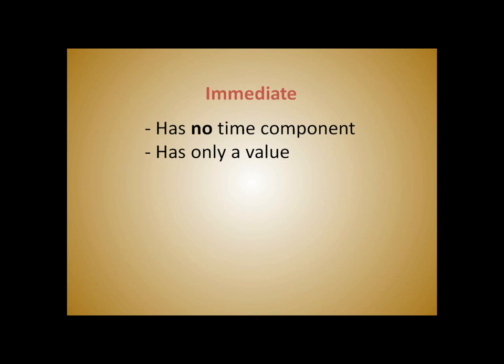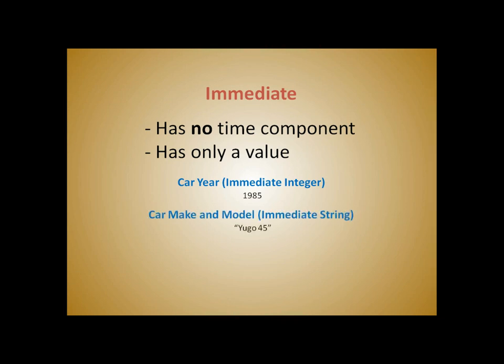For example, the year in which my car was manufactured could be an immediate integer. It was built in 1985, and that's never going to change. Also, the car's make and model might be displayed as an immediate string. It's a Yugo 45. It just is. It wasn't a Porsche last week, and it won't be a Lamborghini next week. It just is a Yugo 45.